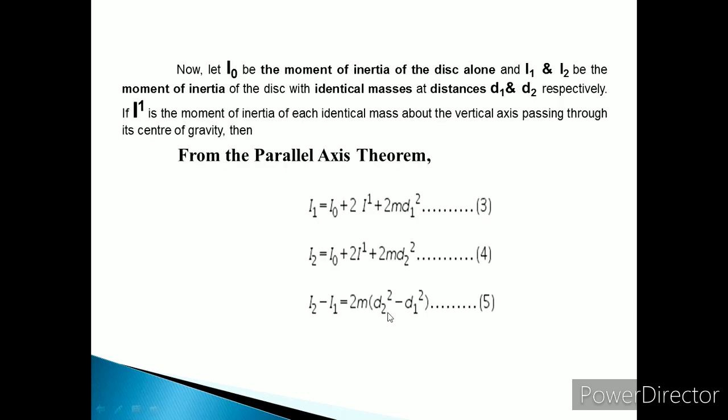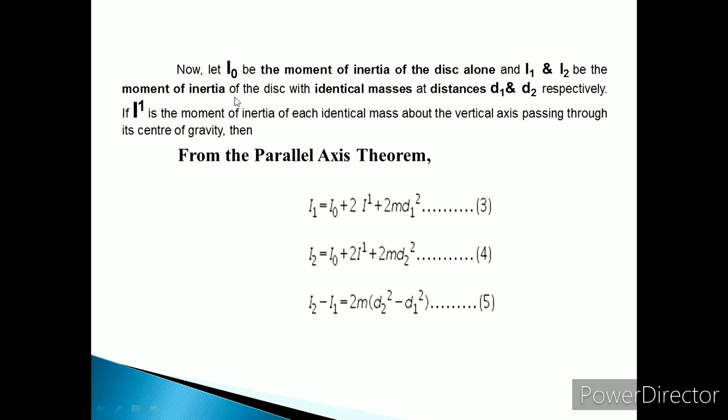Now we have to introduce some of the important parameters for these equations. Let I0 be the moment of inertia of the disc, and I1, I2 be the moment of inertia of the disc with identical masses at distances d1 and d2 respectively. And I dash is the moment of inertia of each identical mass about the vertical axis passing through the center of gravity.